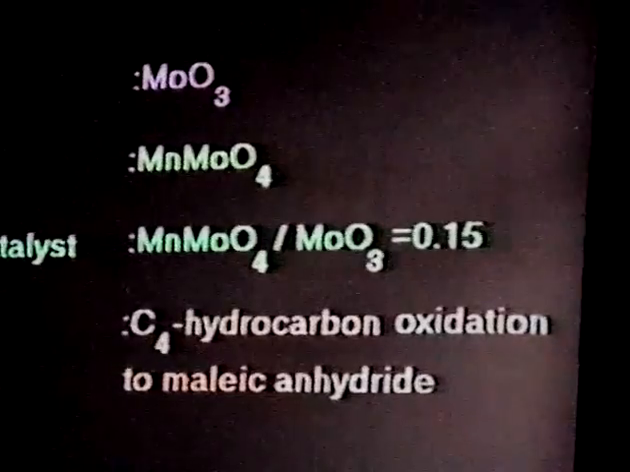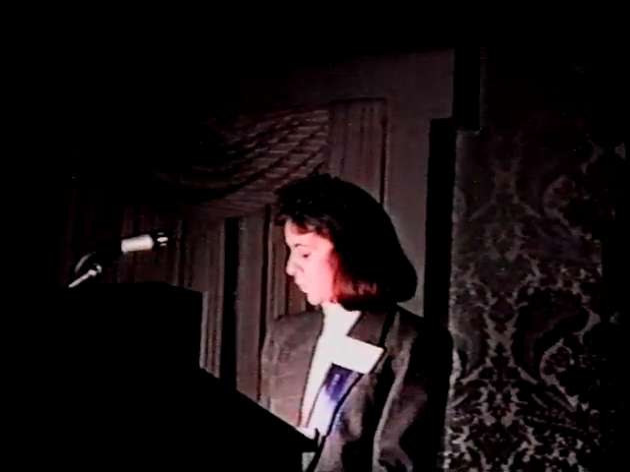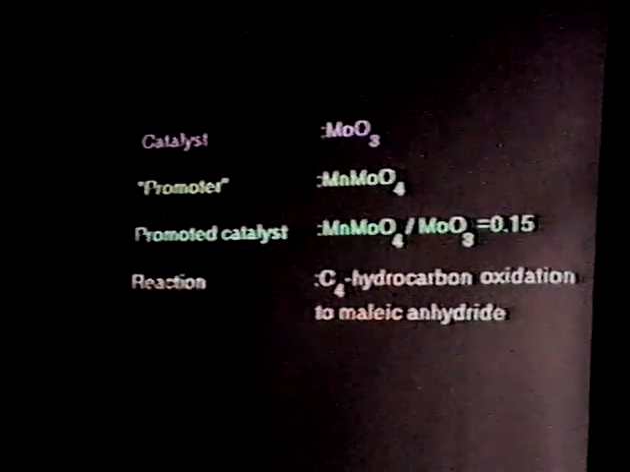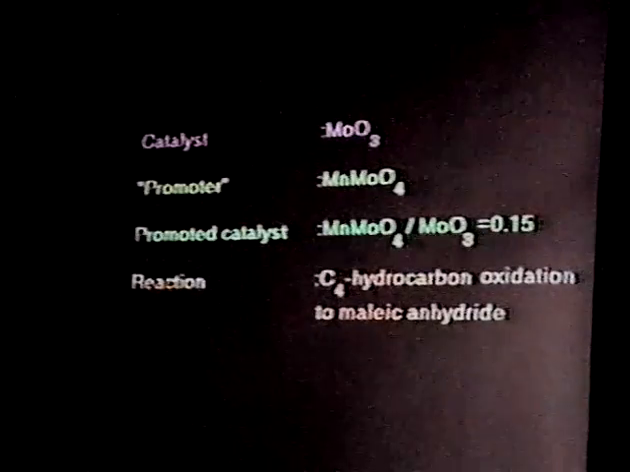So in this talk, I will be concentrating on these three sets of catalysts: pure molybdenum trioxide, the promoter in pure form, manganese molybdate, and finally the promoted catalyst. Although we have looked at a large range of concentrations for the promoter, I will be talking about a specific promoter level, which is a manganese molybdate to molybdenum trioxide ratio equal to 0.15.